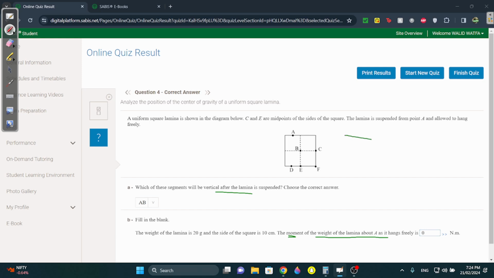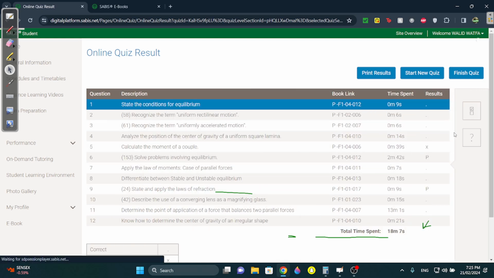Obviously now, once it's hanging like this, and you have A, right? And you have the weight which goes straight down, right? They want the moment of this weight. I think all of you know why it's zero. It's zero because it's passing through A. Remember, if you have anything passing through the fulcrum or your point of rotation, the moment of it will be zero.